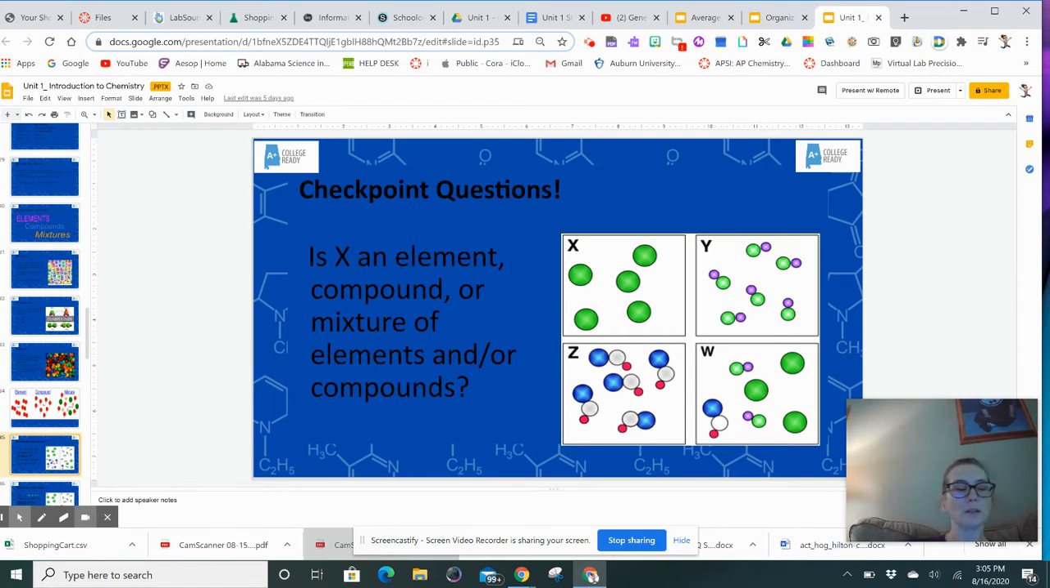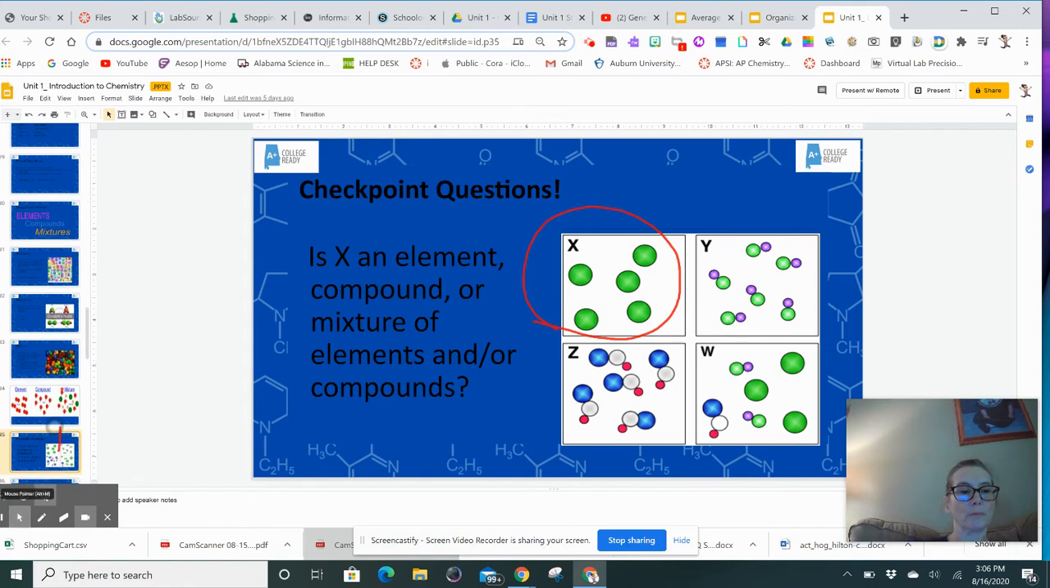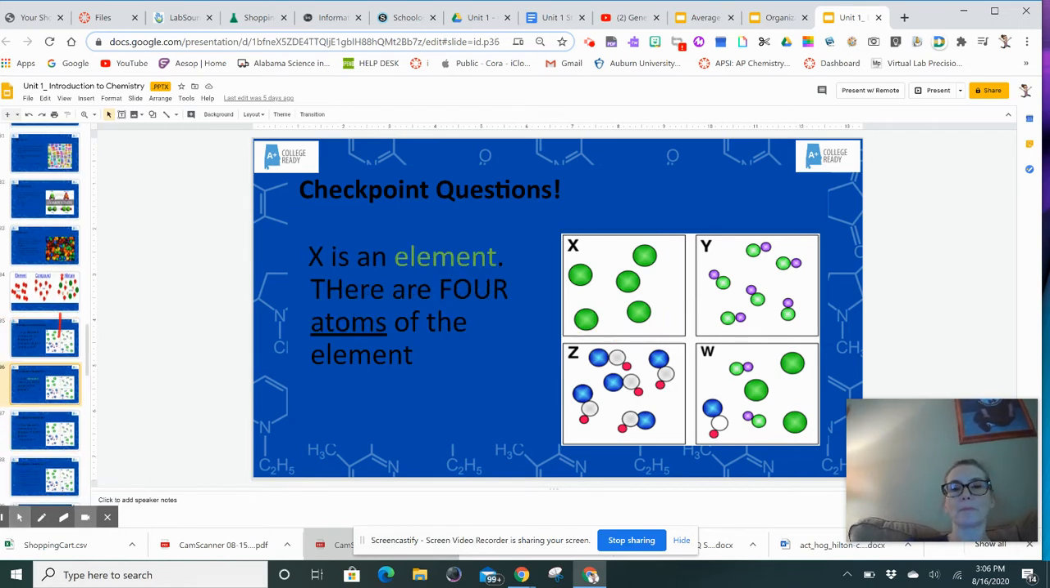So let's look at some examples. If X is an element, a compound, or a mixture of elements and/or compounds, we're looking just at X right here. So what do you think? Is it an element, a compound, or a mixture of elements and compounds? It is an element. X is an element because everything in here is exactly the same.